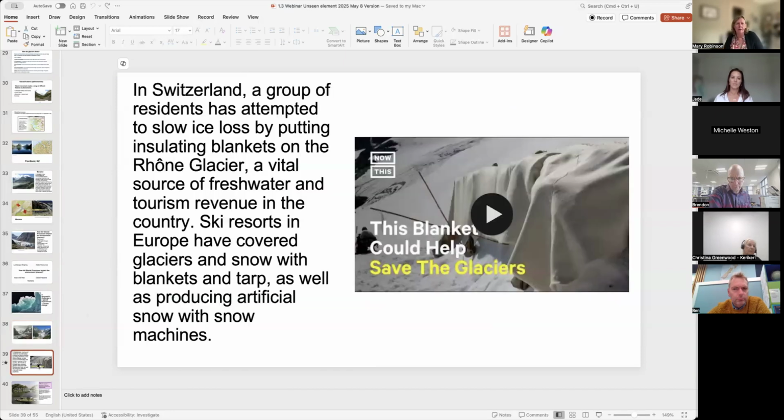And then you finish off by looking at the idea that if you've got slow ice loss, you might attempt to reduce the ice loss by putting blankets over the glaciers, which is what they've done in the Rhone Glacier, to help protect the glaciers over time.